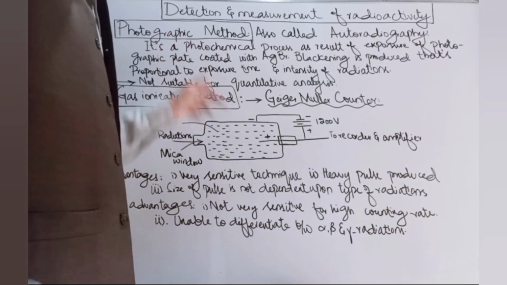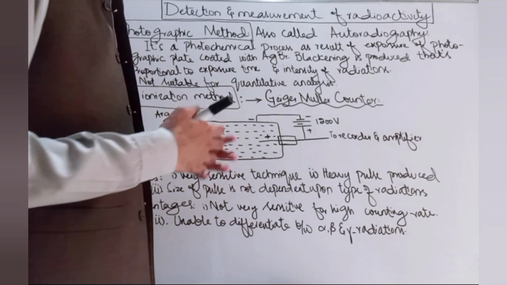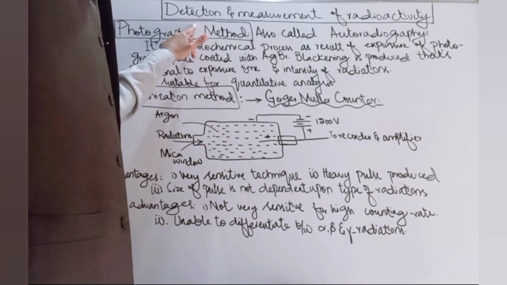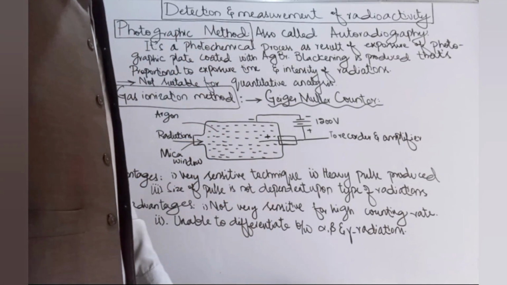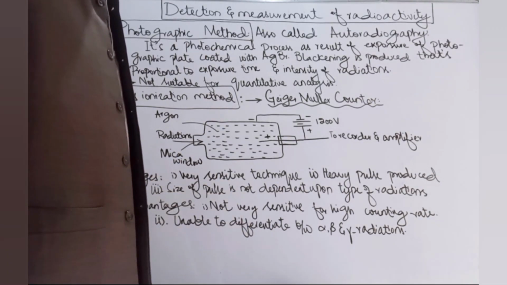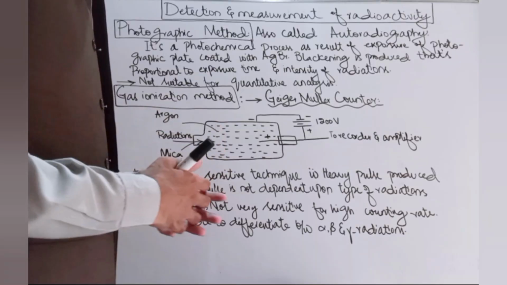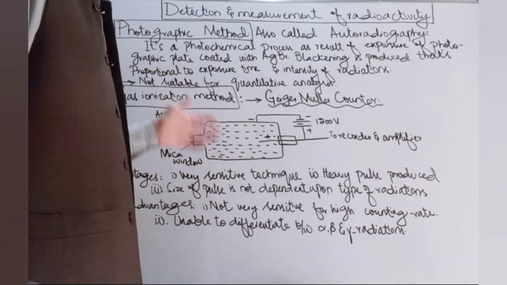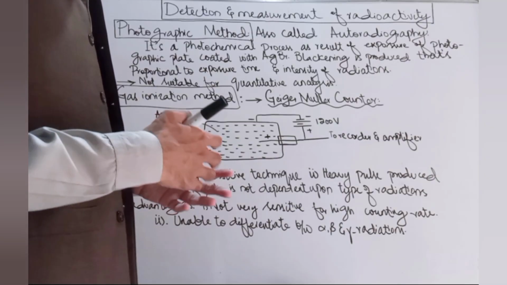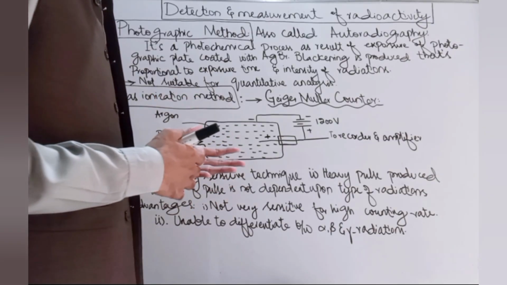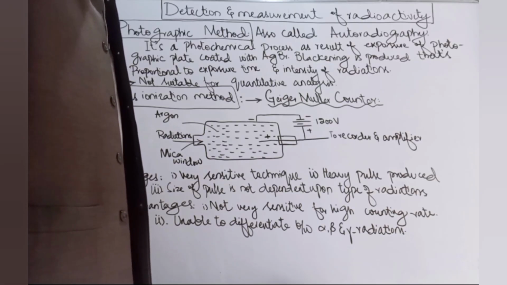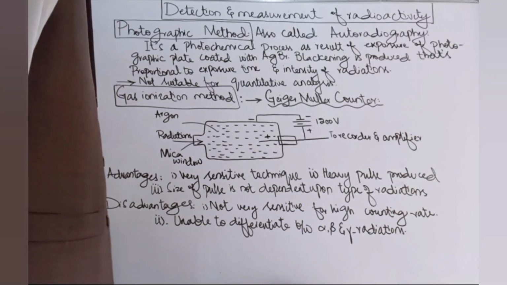So it means that there is going to be the use of a photographic film or a photographic plate in this method, autoradiography. Radio is derived from radiation, and graphy means writing or making an image. So in this method, we interact ionizing radiations with a photographic plate, and the resulting image is observed to measure the amount of radiation and its nature.